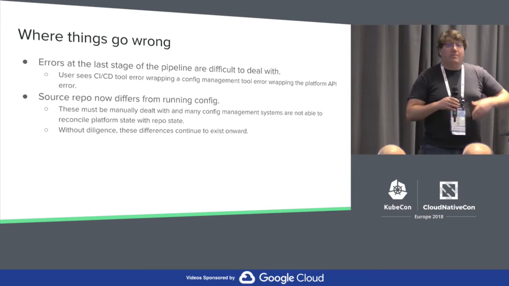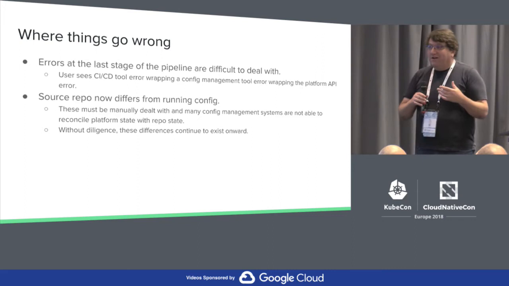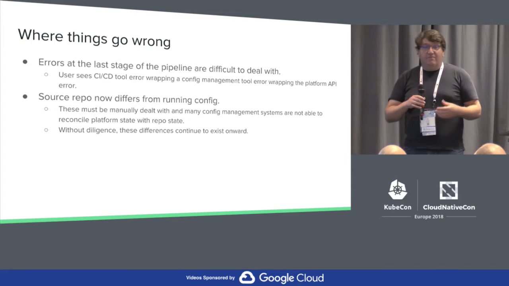And then you got to repeat the whole process again, get another review, and go through and hope, right? So the other problem that happens is that the change that you made is in the actual source of truth repo. And if you're not diligent, it will stay there forever. And so now you have differing between your source of truth repo and what's in production.